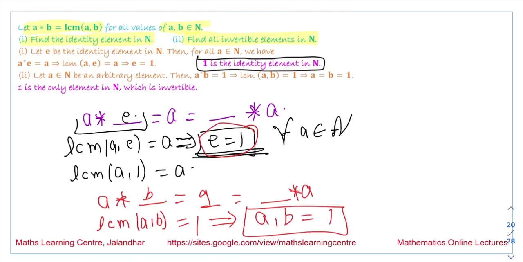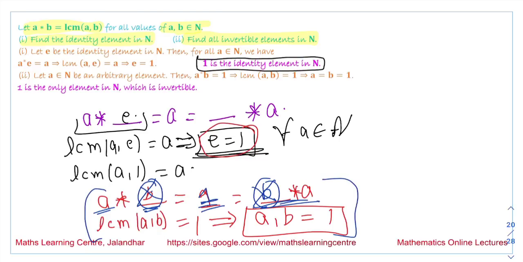So what we mean to say from this is that it is not always possible to find a number B such that A star B is equal to 1, equal to B star A. This is only possible if we consider the element A equal to 1. So we are saying 1 is the only invertible element under this operation in N.